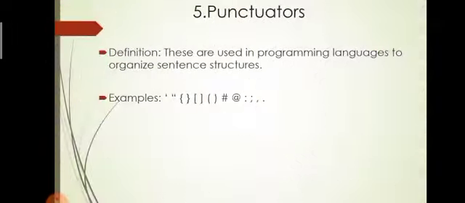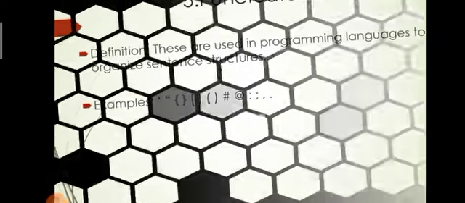Coming to the next slide, that is about punctuators. These are used in a programming language to organize sentence structure. Whenever you write a program, you might have noticed that you will be using curly braces, square braces, hash, comma, inverted comma. These are nothing but punctuators, and these are used to organize sentence structures.